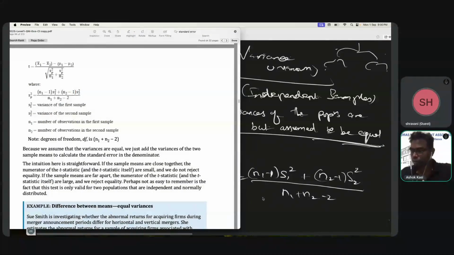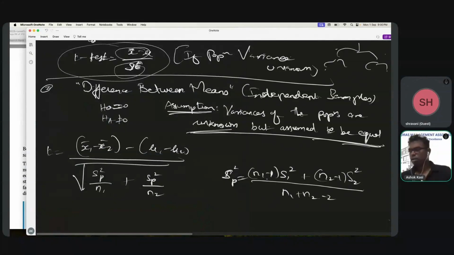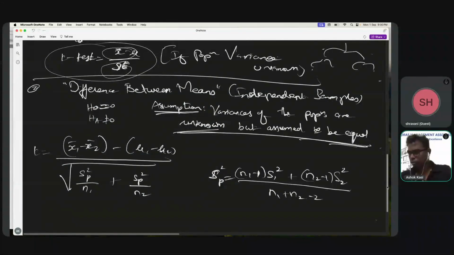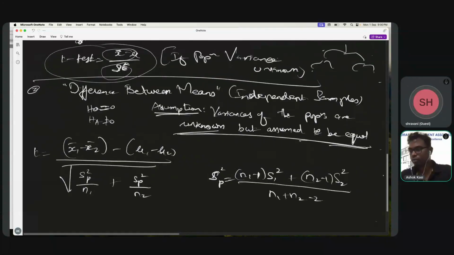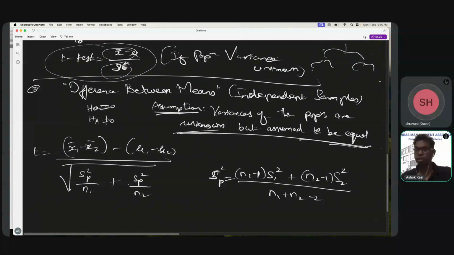If at all they ask this question again, there is one question on the website where they asked only the formula. The options were A, B, C and you had to select the right formula. You can still remember it. You never know, if it comes, it will be very easy, just direct plug-in of numbers. Here the condition is that variances are unknown, but we are assuming them to be equal, so we have pooled them together.